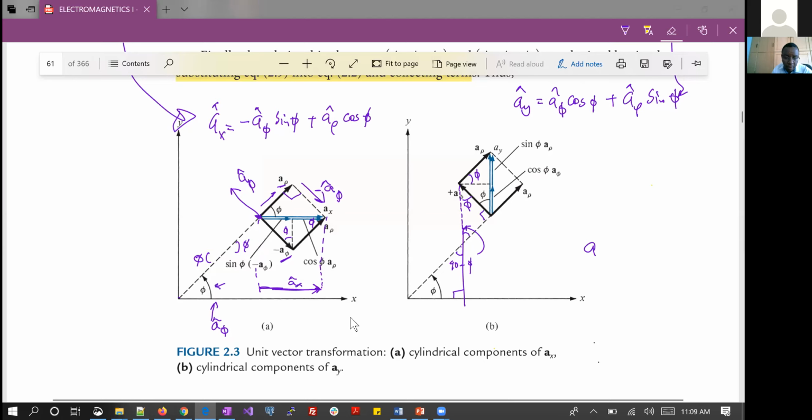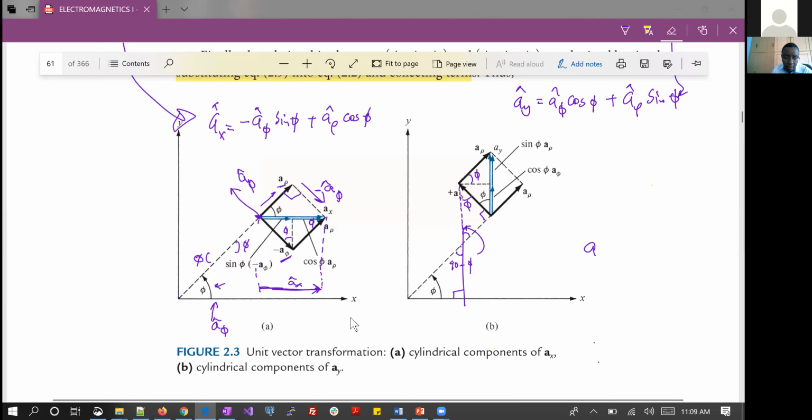Therefore, if you want to find Y prime, you can simply say this is going to be given by what? Sine of phi A rho. If you don't know how we have done that, we have just said sine of phi, this phi now.